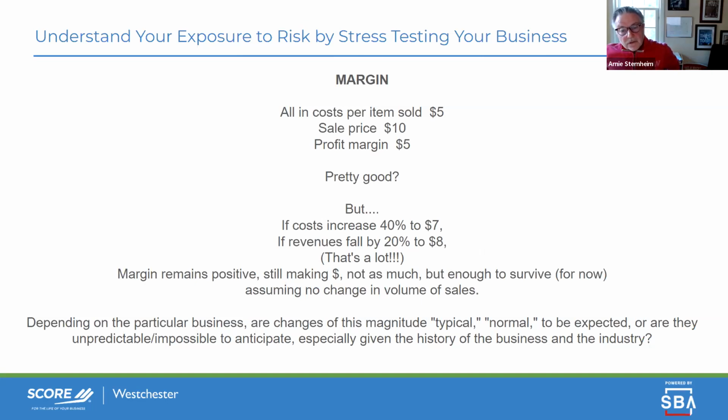But if costs increase by 40% to $7, and if revenues fall by 20% to $8, and that's a lot, margin remains positive. Still making money, not as much, but enough to survive, maybe for now, assuming no change in the volume of sales. Depending on the particular business, are changes of this magnitude typical, normal, or shocking? Should they be expected, or are they unpredictable, impossible to anticipate, especially given the history of the business and the industry?